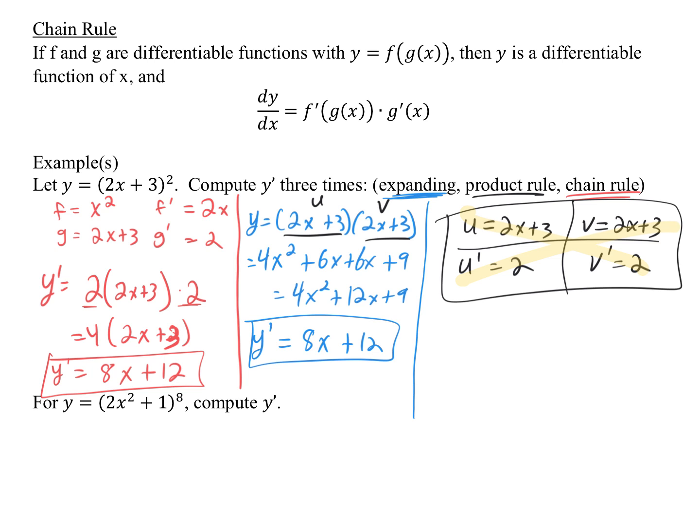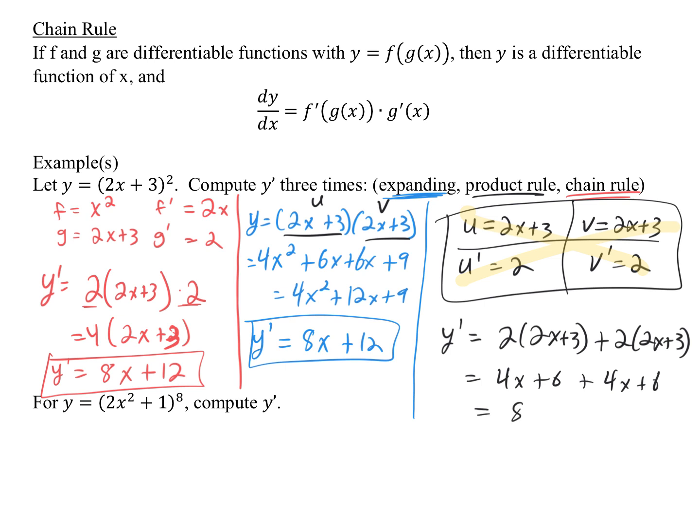And what we get is that y prime is equal to, okay, on that first diagonal, you got 2 times 2x plus 3, and then you add on the second diagonal, you have 2 times 2x plus 3. So when we distribute this out, we have 4x plus 6 plus 4x plus 6, and then we get 8x plus 12. So all three methods give us the same derivative, which is kind of fun.